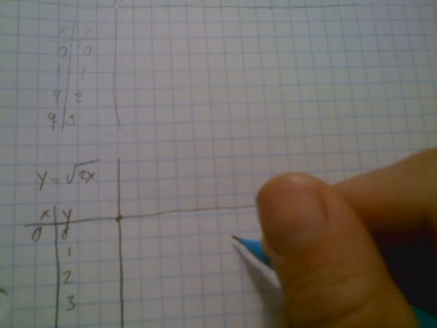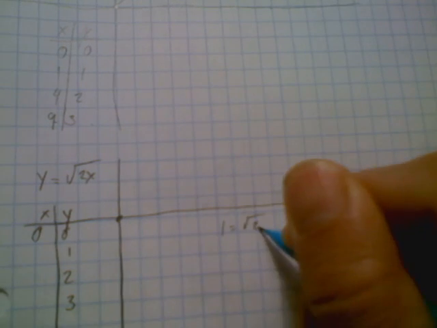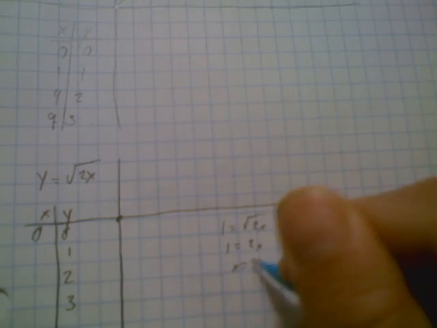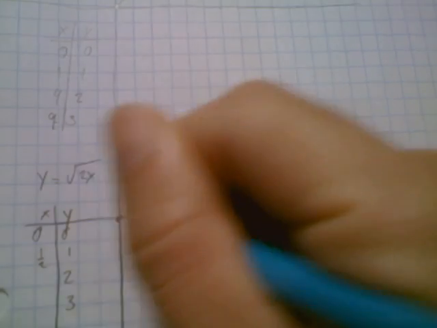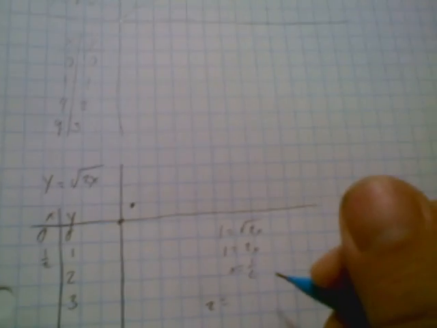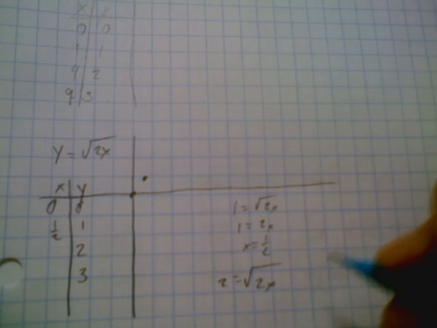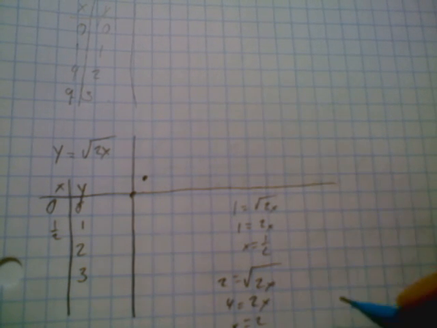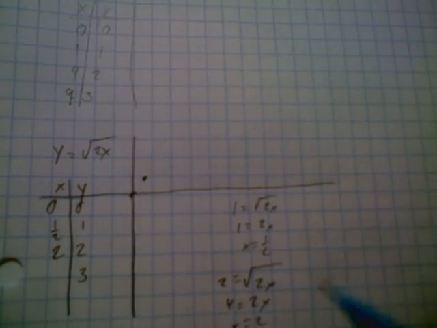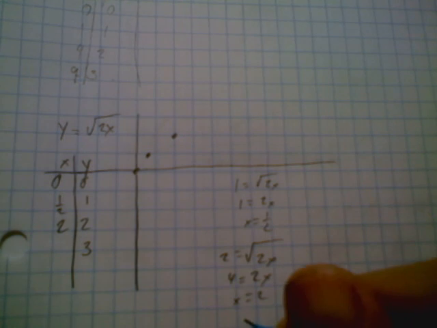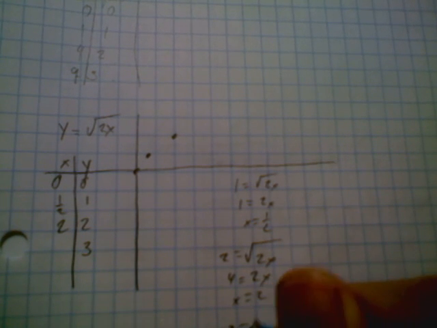So if we say 1 equals square root of 2x, then 1 equals 2x. That's just squaring everything, and therefore x equals 1/2. So 1/2, 1. And then we can do the other one. 2 equals square root of 2x, square everything, 4 equals 2x, x equals 2. So if x is 2, y is 2. And then the last one we're going to do is 3. 3 equals square root of 2x.